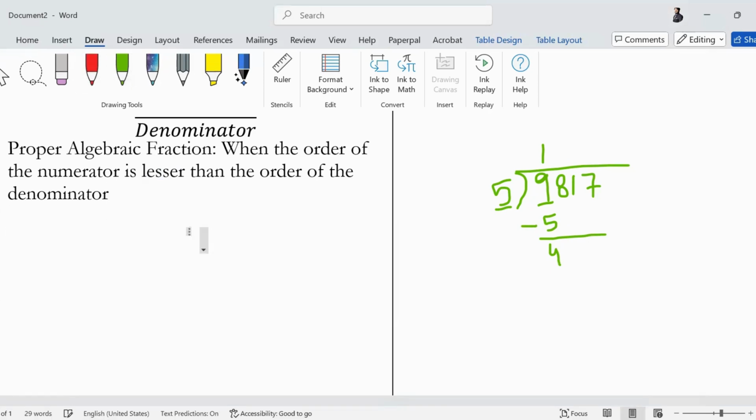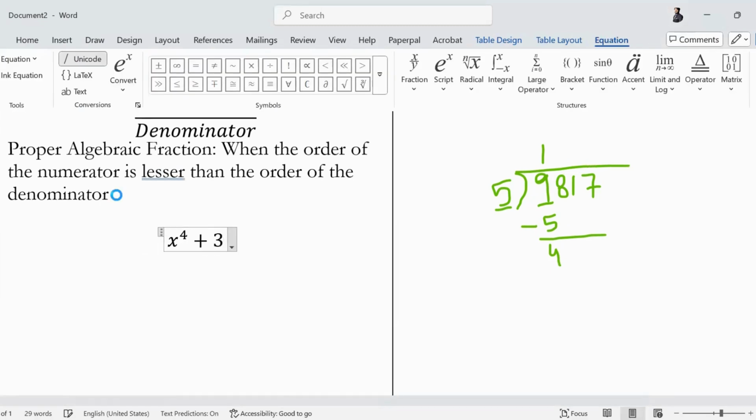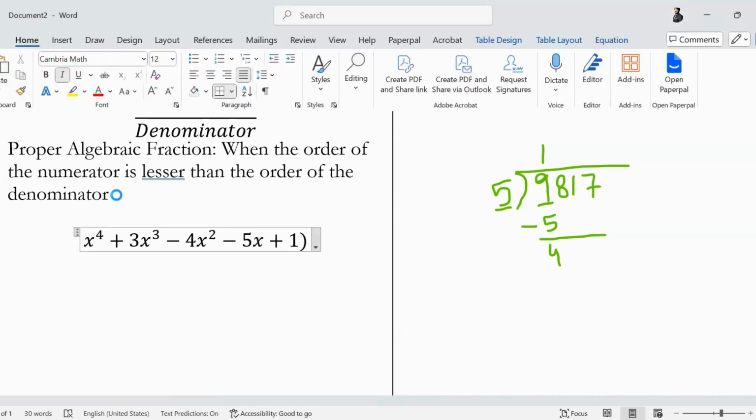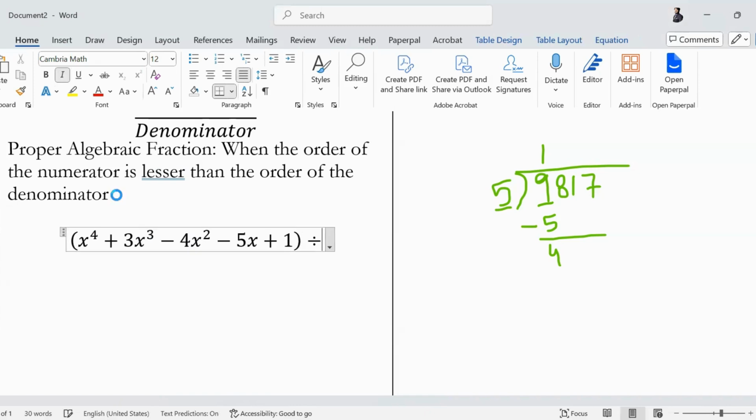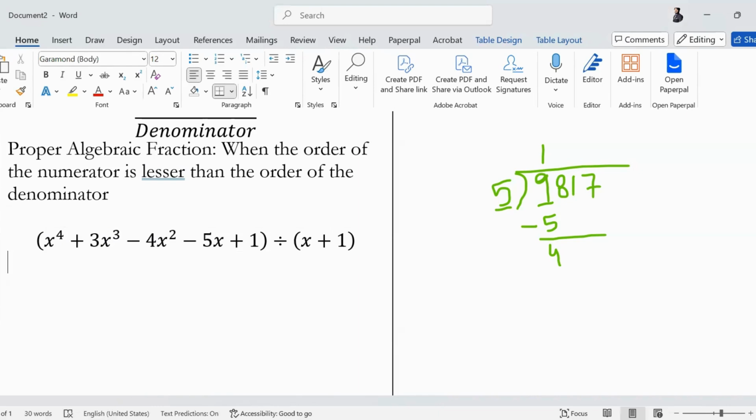So right now, if I tell you x to the power 4 plus 3x cubed minus 4x squared minus 5x plus 1, this polynomial has to be divided by x plus 1. This is a division. First of all, you must see that if I make a fraction out of it, will it be a proper fraction? No, it will not be a proper fraction. It will be an improper fraction.